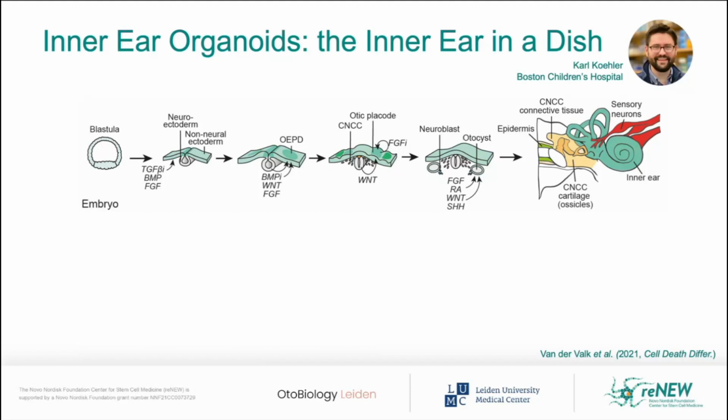At each of these steps, you have a lot of different signaling pathways that are really important for the development. So you have TGF-beta, BMP signaling, FGF signaling, and Wnt signaling that really contribute to the development of the cochlea and the inner ear.